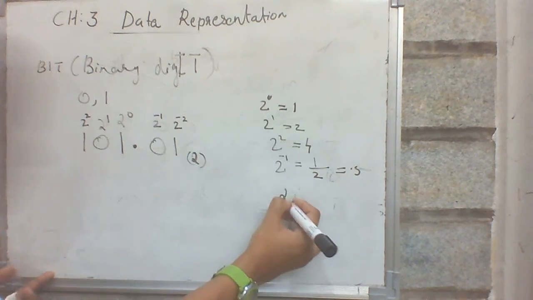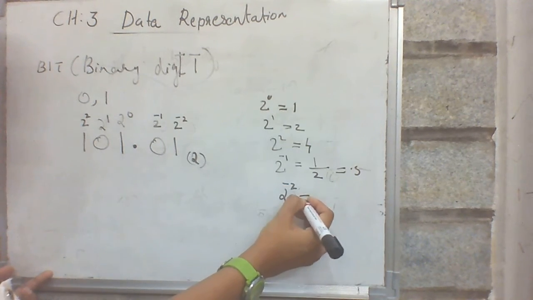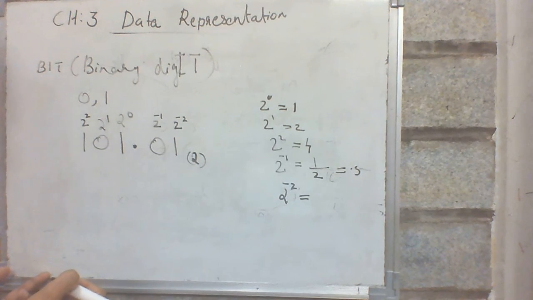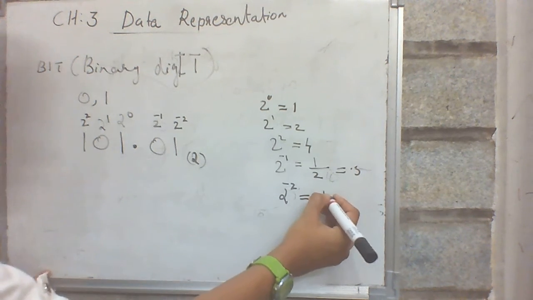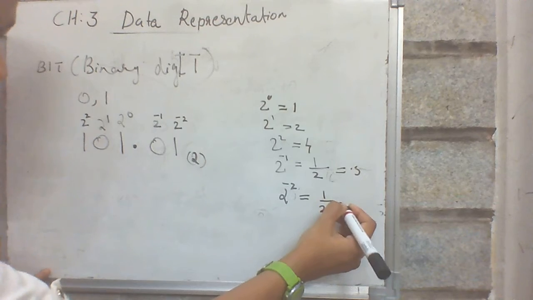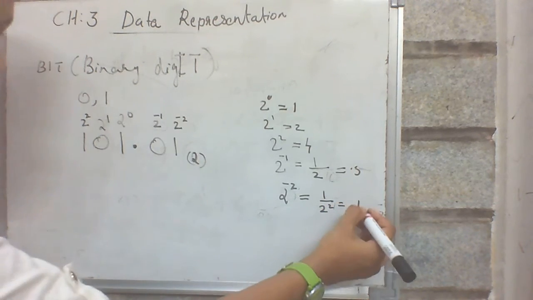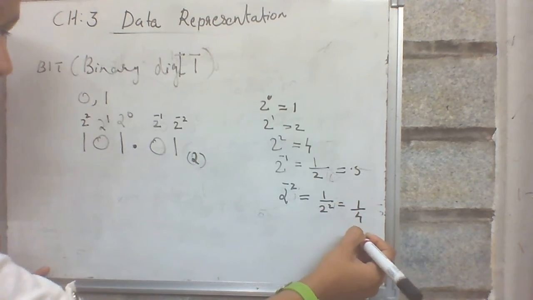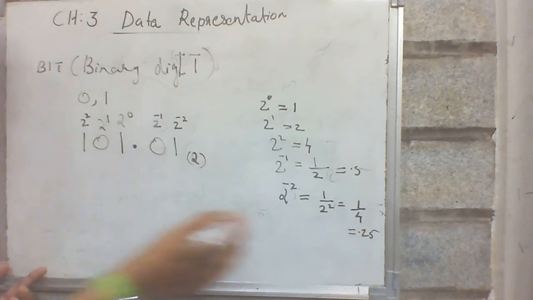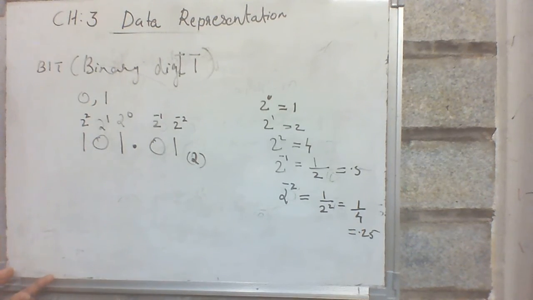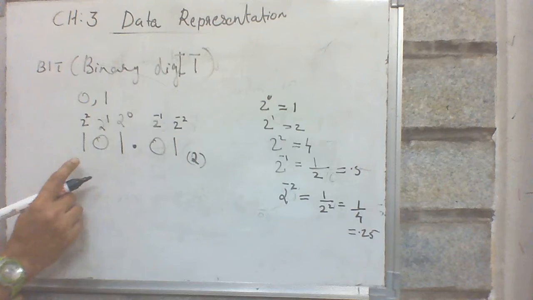Then 2 to the power minus 2 is equal to 1 divided by 2 square. What is the value of 1 divided by 2 square? 1 by 4. That is equal to 0.25.